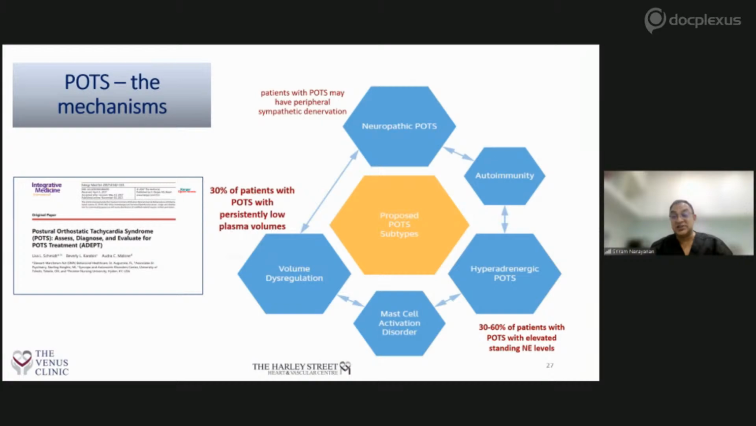And then the commonest type of POTS is, of course, related to blood volumes, and this is the one we usually see in women who have a pelvic venous disorder. There are two other conditions about a possible mast cell activation and possible autoimmunity. These are controversial, and there is no definite evidence to pin these two diagnoses down.